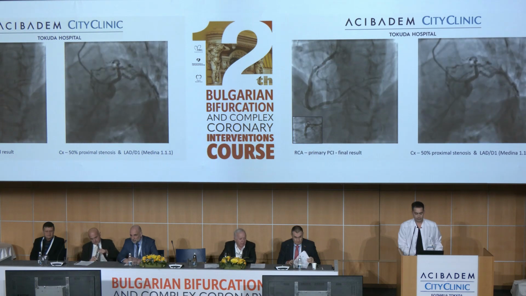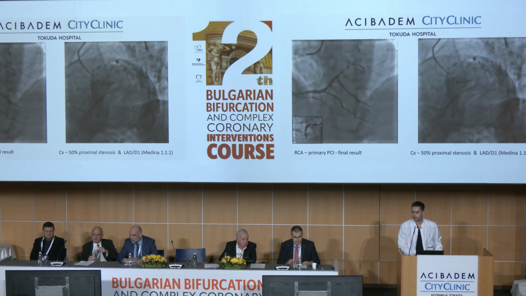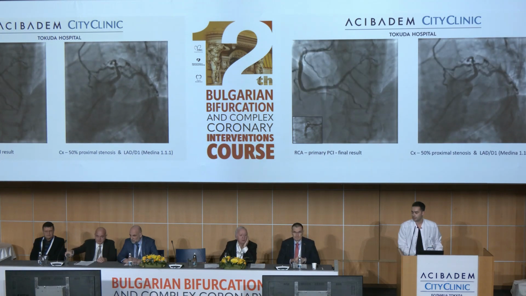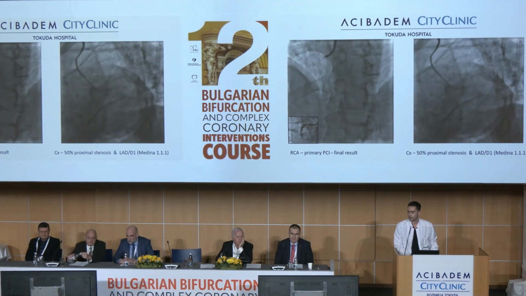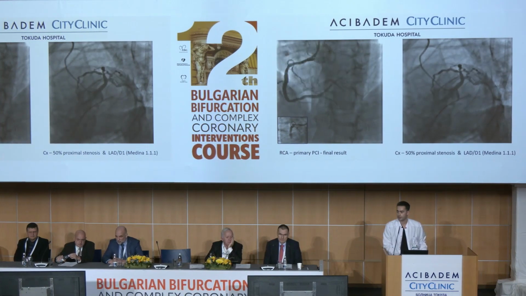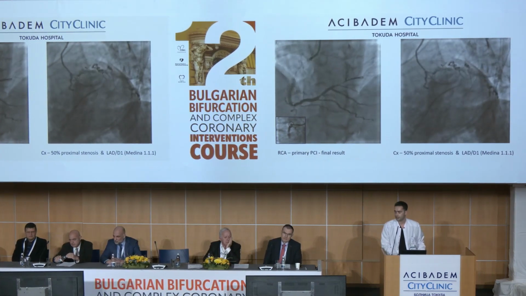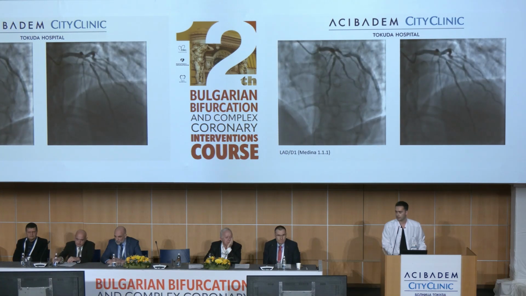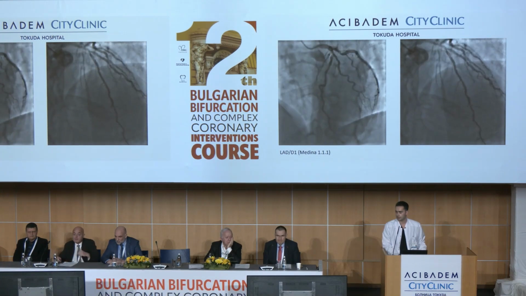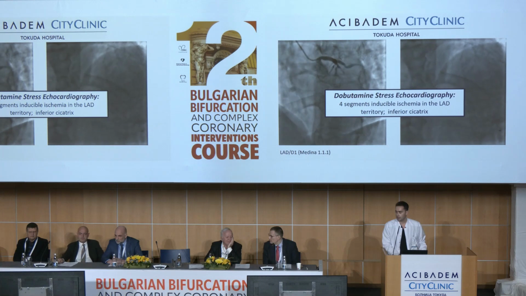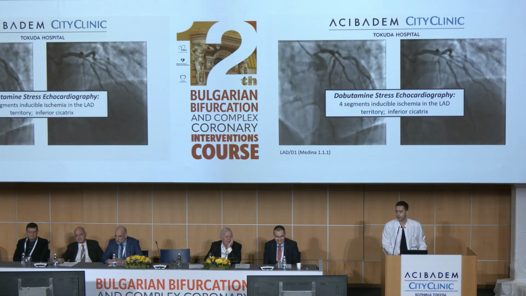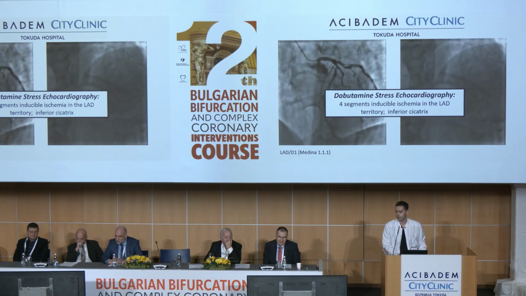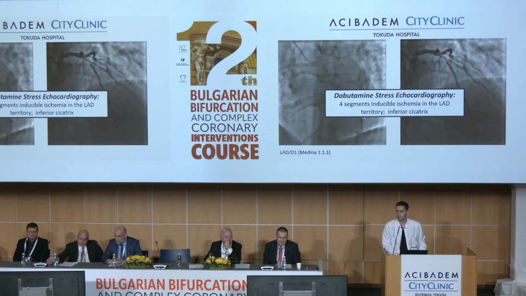Here you can see the right coronary artery, the final result of the stenting. And in addition, 50% stenosis of the proximal circumflex artery and one bifurcation LAD diagonal branch 111. We performed dobutamine stress echo, and we have 4 segments of inducible ischemia in the LAD region and an inferior cicatrix. That's the case.